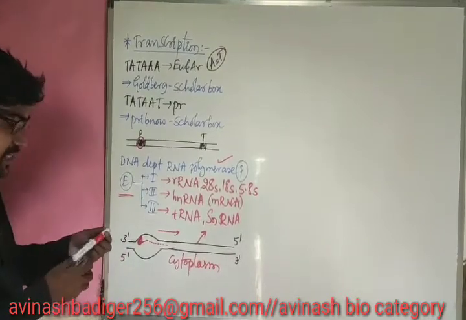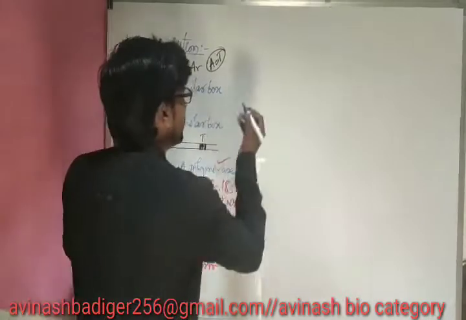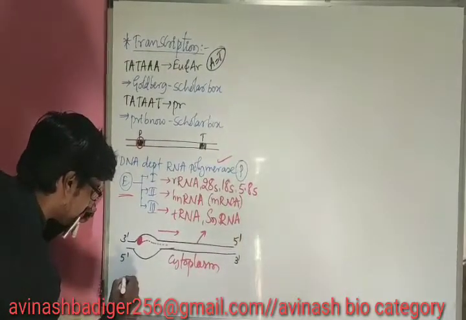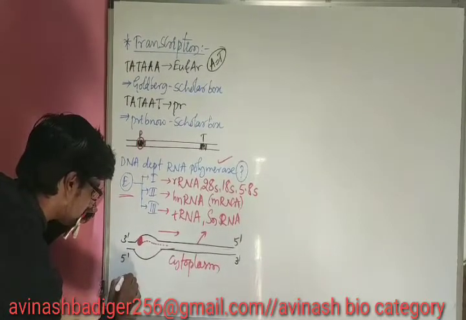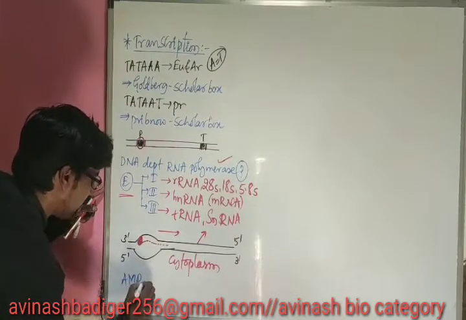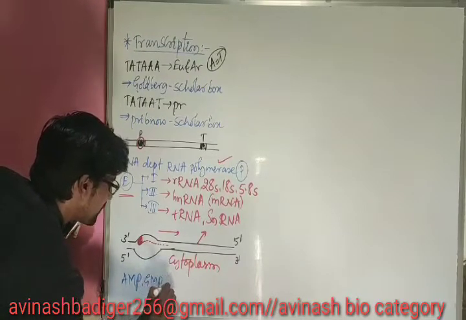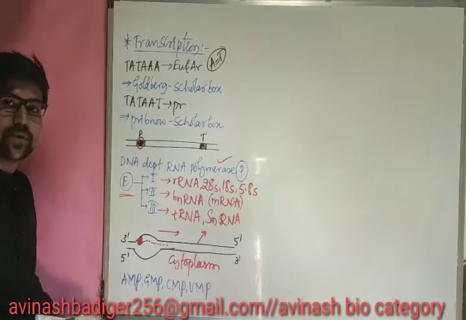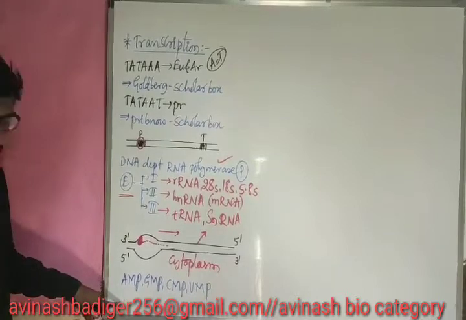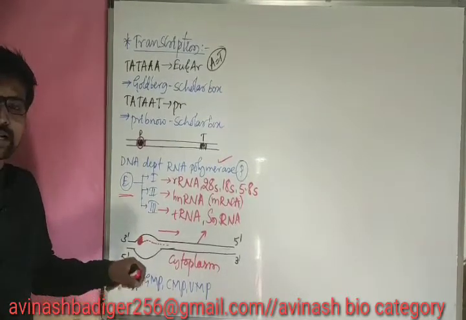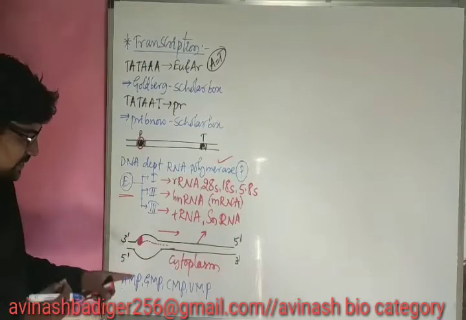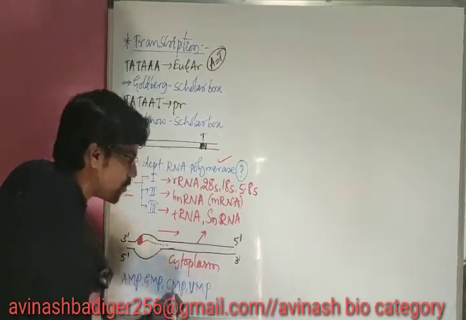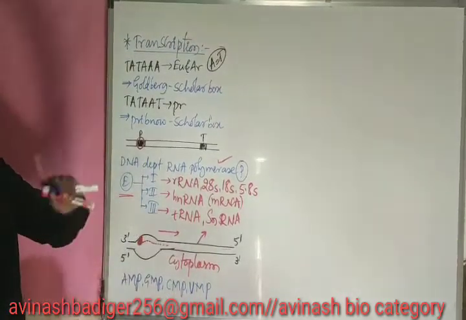Which are those nucleotides? Let me write them here. The nucleotides are, okay, let me mark them here itself. AMP, GMP, CMP and UMP, not a TMP. What is the MP means here? Monophosphates, adenosine monophosphate, guanosine monophosphate, like that. That means nucleotides, free nucleotides are present in the monophosphate forms. But here we do not consider TMP, we have to consider UMP. Why? Because the RNA is getting produced here, not a DNA.